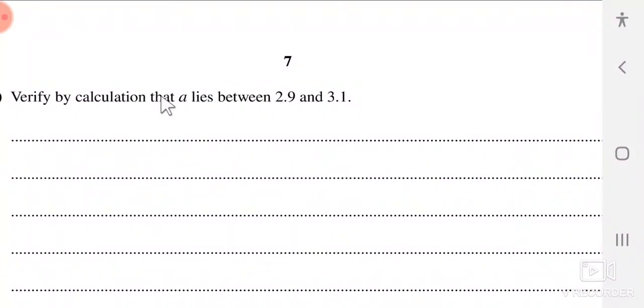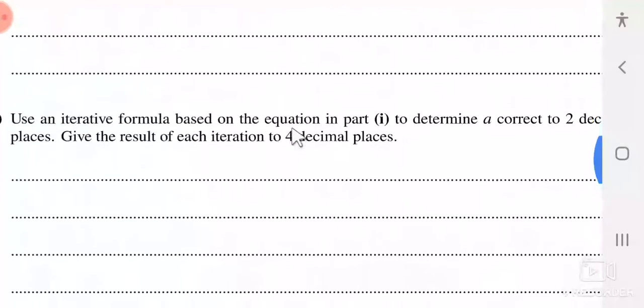Okay, verify by calculation that a lies between 2.9 and 3.1. Actually, he has supposed that x is a. You can convert the above equation in terms of a by replacing x with a, and then produce a function from there, taking all terms on one side, and say f(a) is equal to that, and then turn by turn take 2.9 and 3.1 and plug them in. You will see that the value of f(a) is changing sign. One would be positive and the other negative, so this way you can verify.